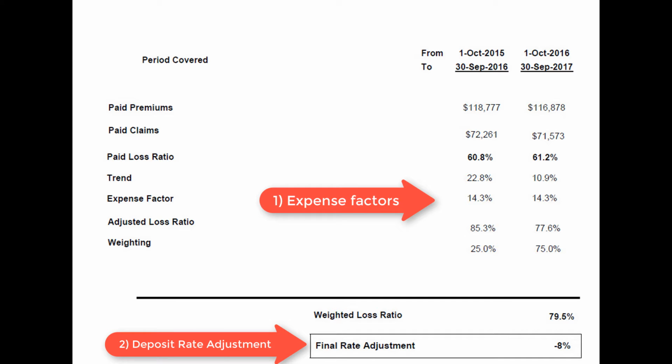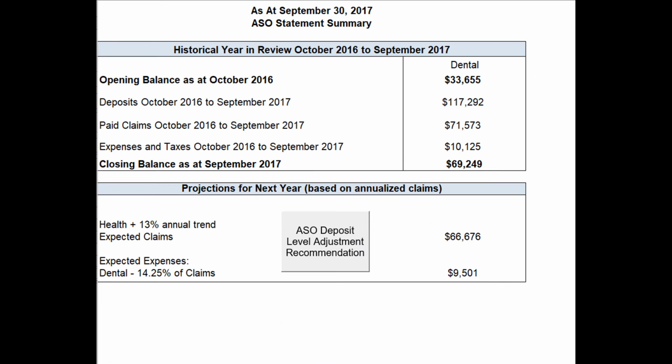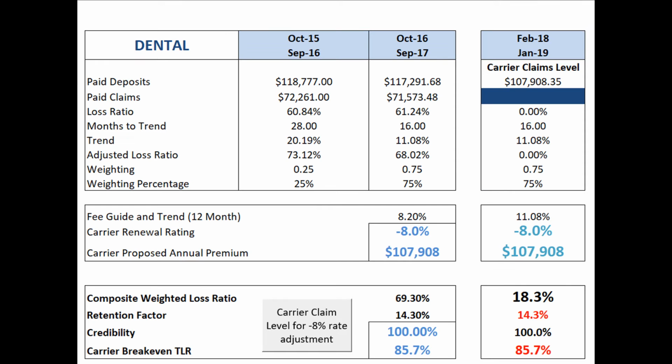You should also receive an ASO reconciliation detailing opening and closing balances, paid claims, and planned expenses for the current renewal period. At renewal, carriers will normally use the same rating methodology to set deposit rates as they do for non-refund accounts.